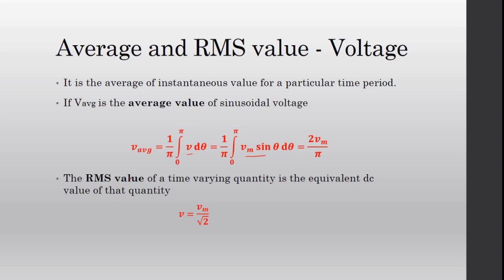The RMS value is nothing but 1 by root 2 times the maximum voltage that is present. So the RMS value V is given by Vm divided by root 2.